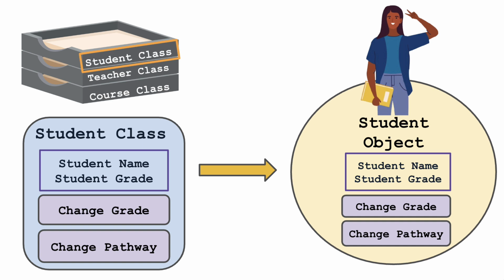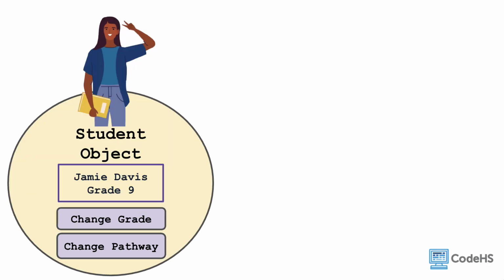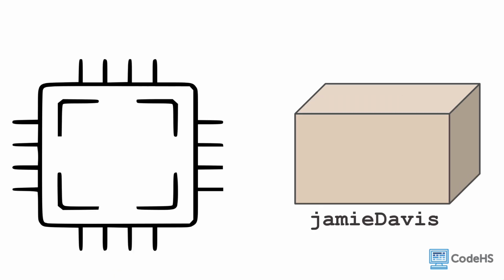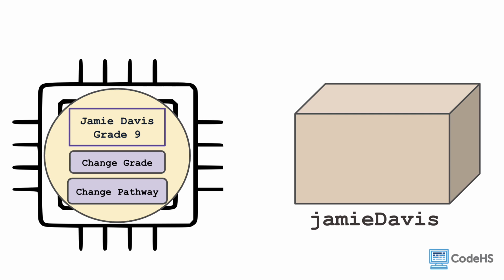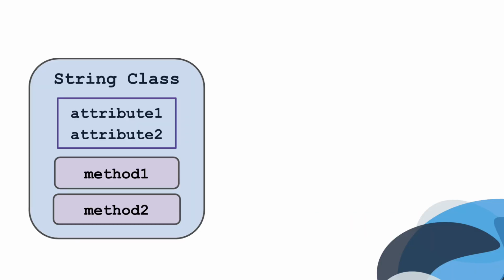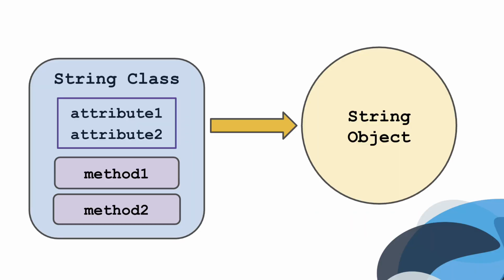The object's attributes can be customized for that student. For example, the name and grade attributes could be Jamie Davis and grade 9. In order to access an object in your program, it must be stored in a variable. You know now that variables that store objects are reference variables. This means that Java stores the object somewhere else in memory and then stores a reference to the object in the variable. So if objects come from classes and a string is an object, there must be a String class. String objects come from the String class. This means that strings have their own attributes and methods, which you'll learn about later on.